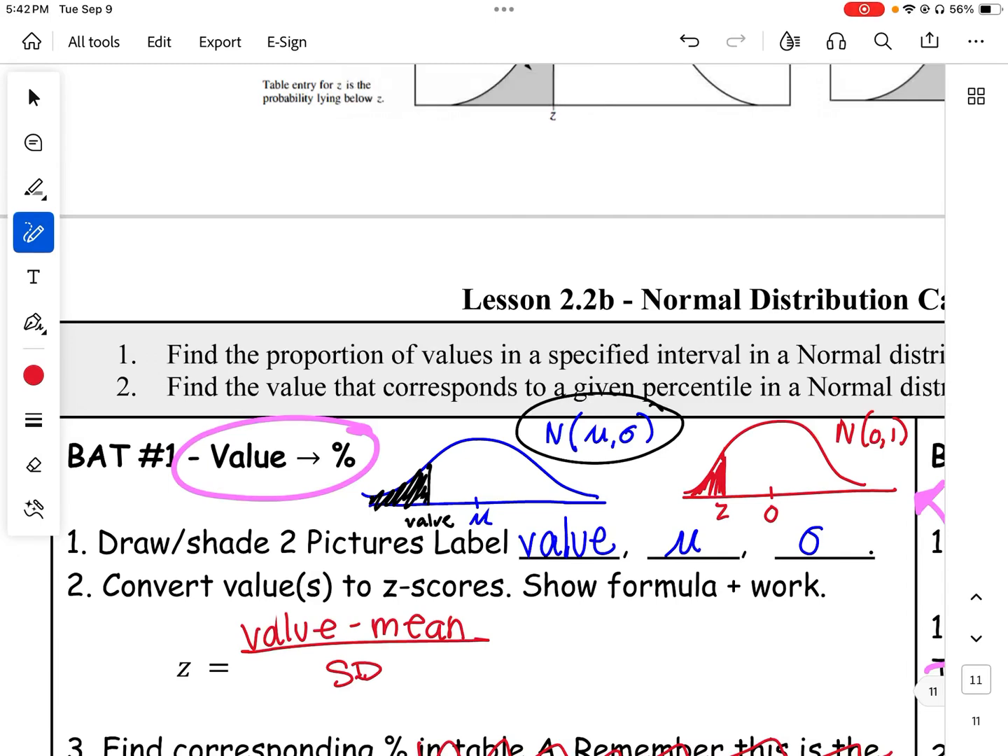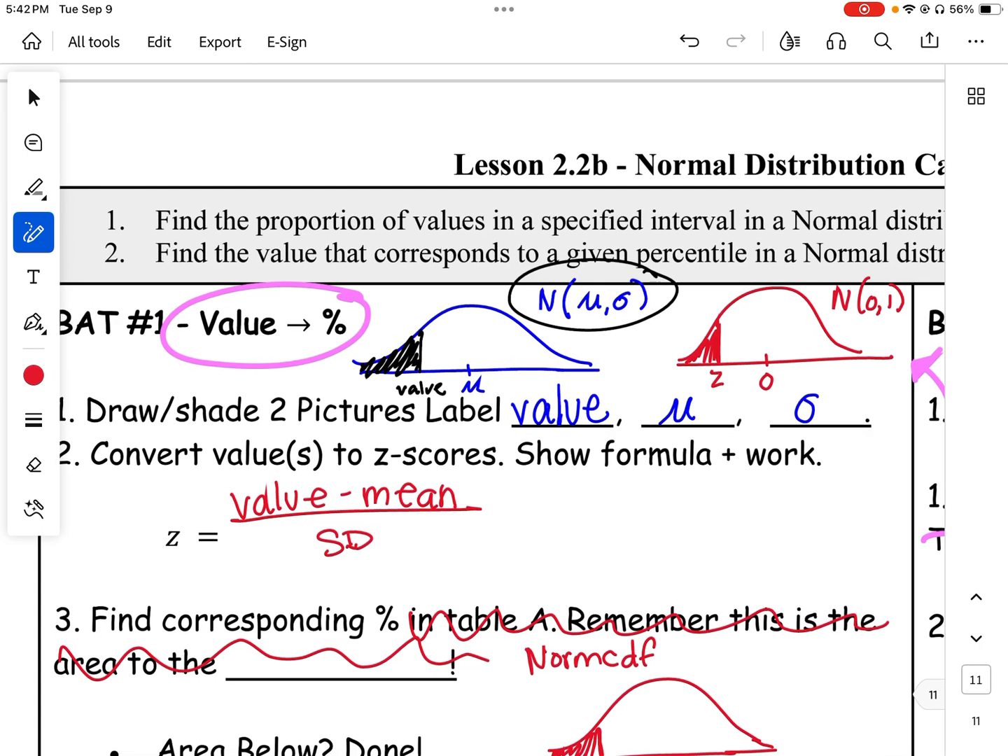We are on the last page of 2.2b normal distribution. So the first thing we want to look at is what type of questions we will see. One of them, you'll be given a value and asked the percent. So we would need to, number one, draw and shade two pictures, label value, mean, and standard deviation. So I did that in blue.